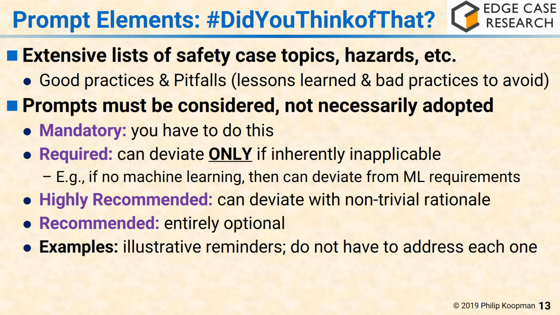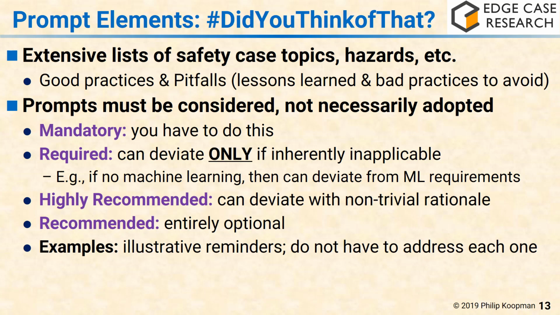As an example, if you don't use machine learning at all, then you can deviate from the required ML requirements because you don't use machine learning. If you don't use LiDAR at all, then anything that has to do with LiDAR, sure, you can deviate because you don't have LiDAR. By the way, if you don't have LiDAR, you still have to argue that you can see all the things you need to see. So we don't require LiDAR, but if you have one, you have to do all the required LiDAR things. There is some flexibility in here. Ultimately, you get to argue what it means to be inherently or intrinsically inapplicable, but the bar is supposed to be set pretty high, and you're supposed to say, look, this just simply does not apply.